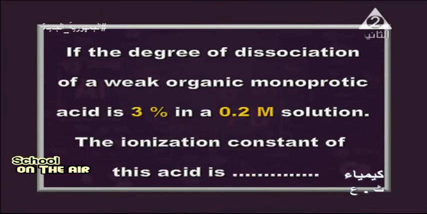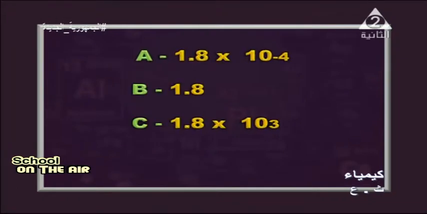Next problem. If the degree of dissociation of a weak organic monoprotic acid is 3% in 0.2 molar solution, what is the ionization constant of the acid? Is the choice A, B, C, or D? It will be A, 1.8 times 10 power negative 4.